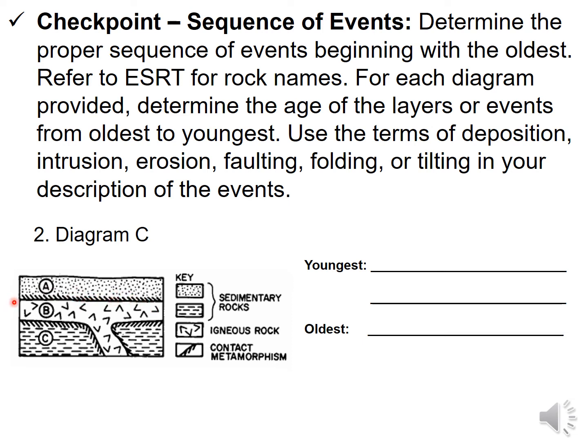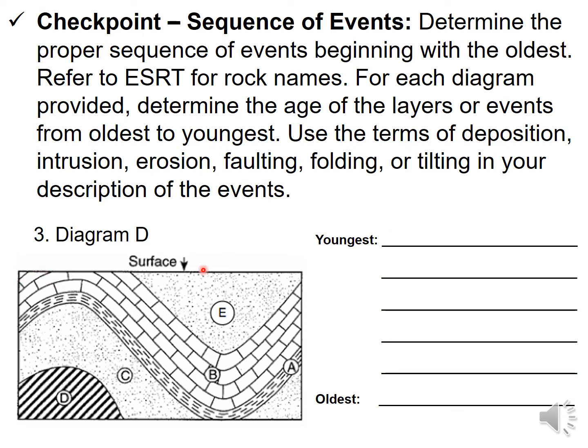And what that means, when there's lines all around something like this, in the case B, that means it's an intrusion, which means A had to be there first. Since it had to be there first, it has to be older than B. So the youngest part of this outcrop is igneous intrusion B. And then we have deposition of A and deposition of C, because you want to go from top to bottom. The top is always going to be the youngest.